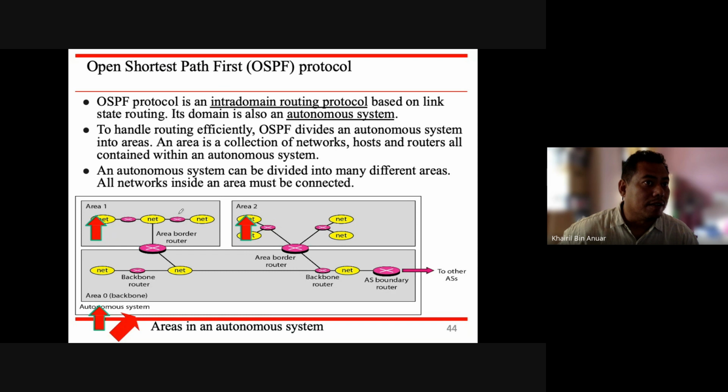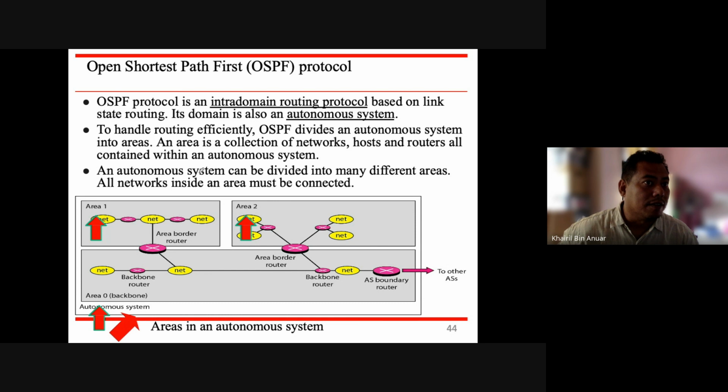Okay, so this is an intra-domain routing protocol based on link state routing. The domain is also an autonomous system. To handle routing efficiency, OSPF divides the autonomous system into areas. An area is a collection of networks, hosts and routers all contained within an autonomous system. An autonomous system can be divided into many different areas, and all networks inside an area must be connected.